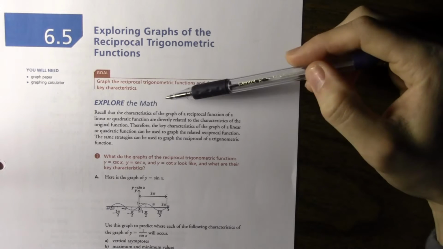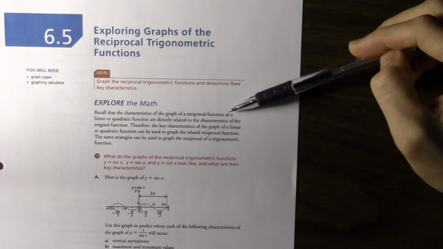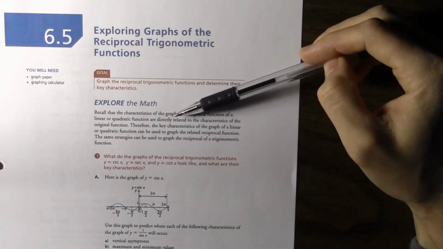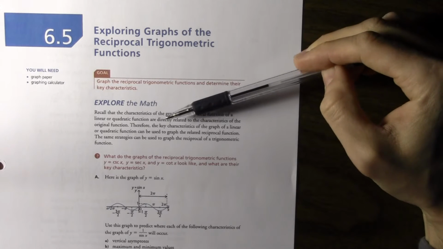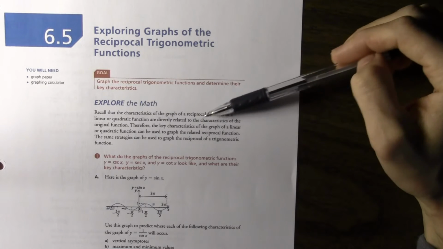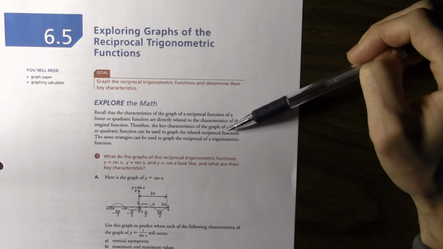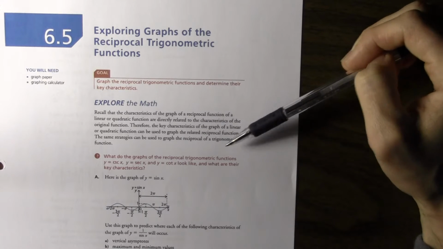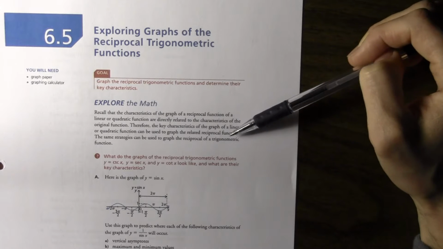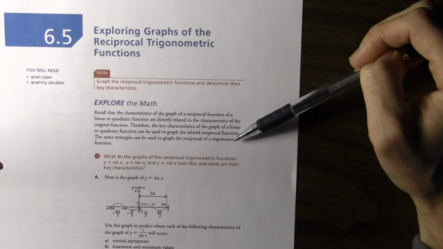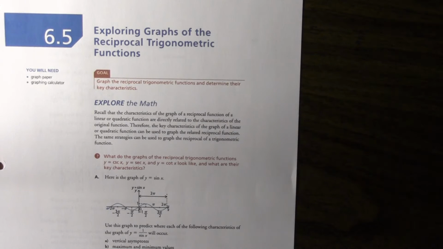So it says, recall that the characteristics of the graph of a reciprocal function of a linear or quadratic function is directly related to the characteristics of the original function. Therefore, the key characteristics of the graph of a linear or quadratic function can be used to graph the related reciprocal function. The same strategies can be used to graph the reciprocal of a trigonometric function. So what are those key characteristics?